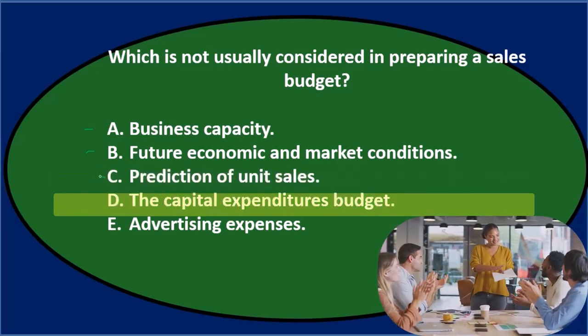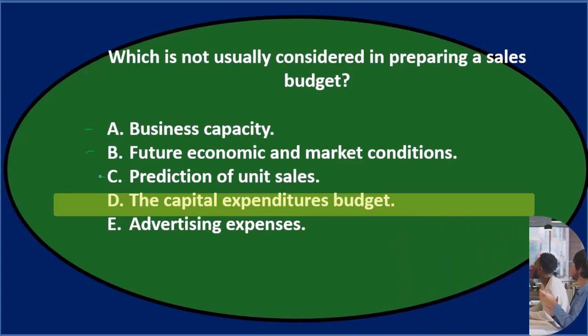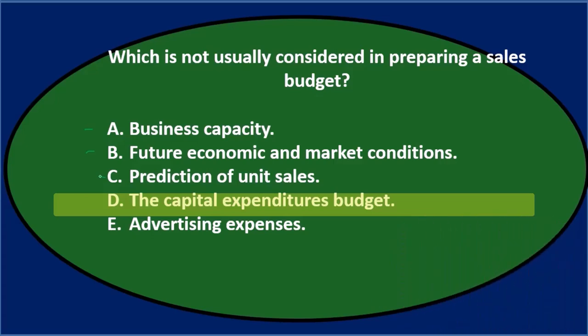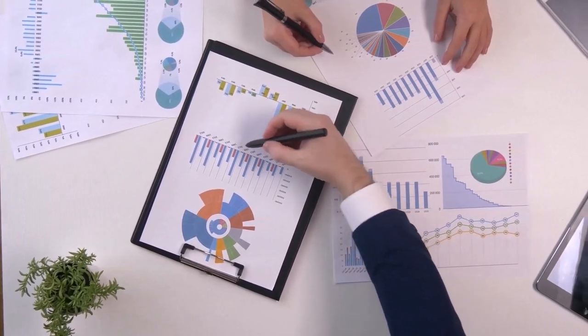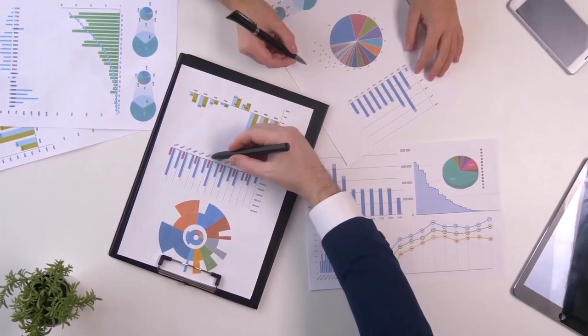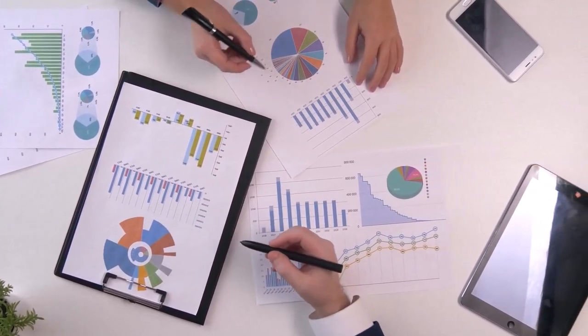D says the capital expenditures budget. Now that's something that we do later on. So typically we need to know what our sales are before we do the capital expenditures budget, not really know the capital expenditures budget to do the sales, right? We do the sales before the capital expenditure. So I would think that might be the one.